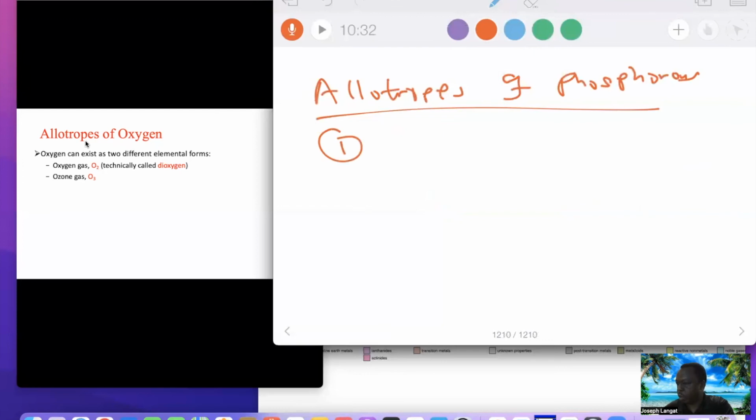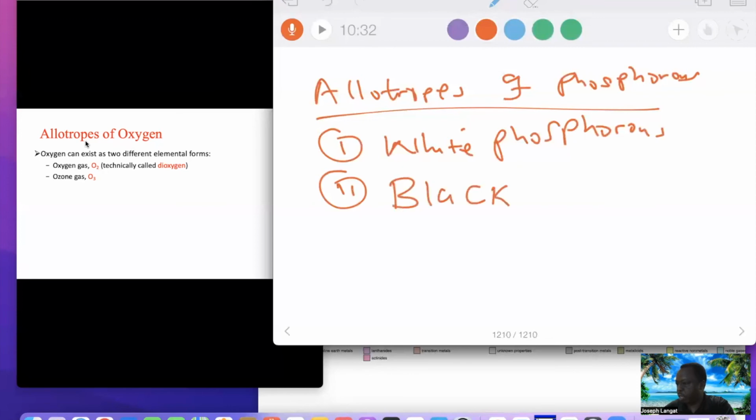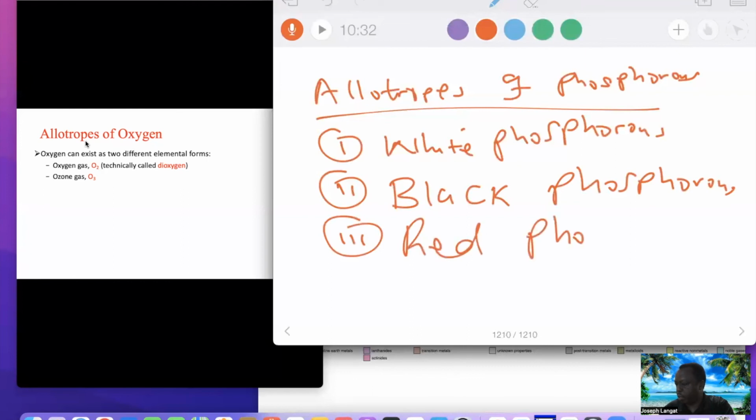We have white phosphorus. There is black phosphorus. There is the red phosphorus. Okay, those are three allotropes. It's just different forms of the same element.